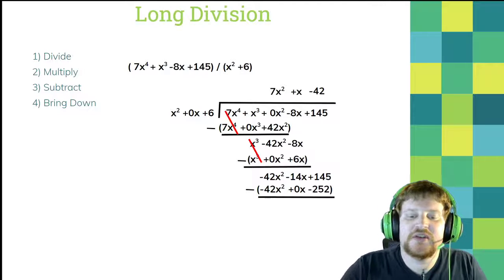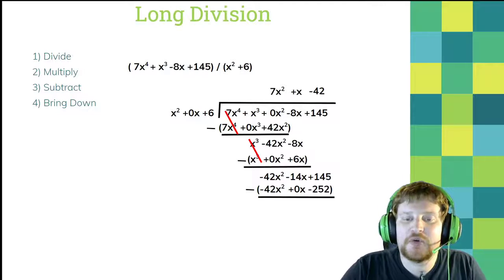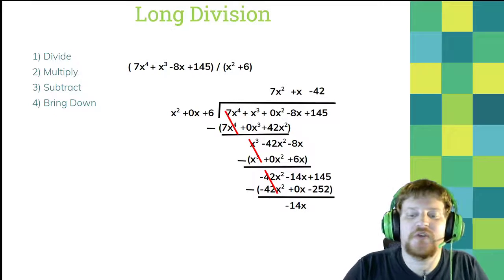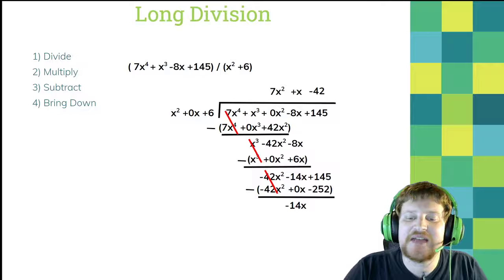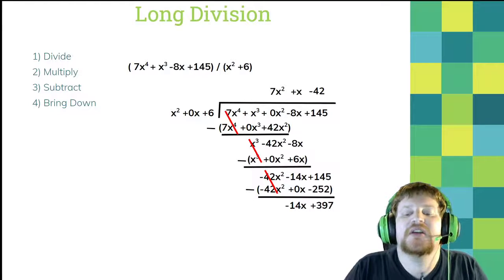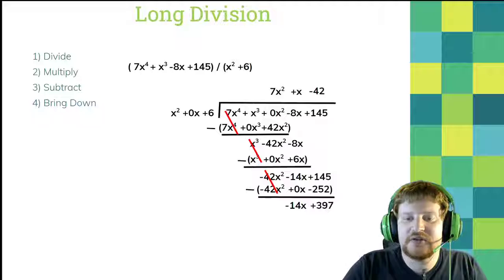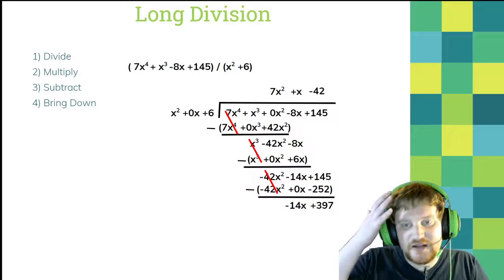That gives us negative 42x squared minus 42x squared cancels out, just like before. Negative 14x minus 0x gives us negative 14x. And then 145 minus negative 252, well, that's the same thing as adding. So 145 plus 252 is 397. And this is actually our final answer.